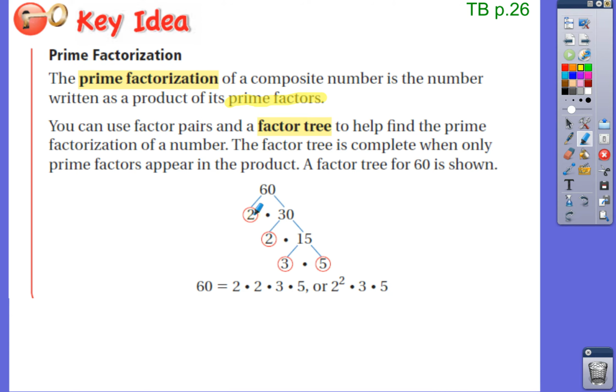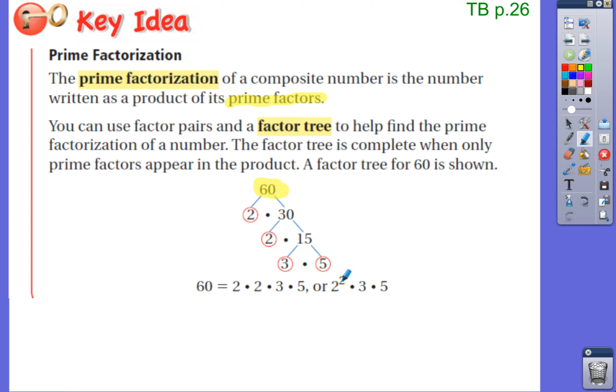For 60, I can do 2 times 30. 2 is prime, so it's been circled. Now I'm going to go on to 30. To get 30, I can do 2 times 15. That equals 30. 2 is prime, but 15 is composite, so I have to keep on going. I know that 3 times 5 equals 15, and 3 and 5 are both prime. So I know now that this is the prime factorization: 2 times 2 times 3 times 5. If I multiply those numbers together, I will get 60.